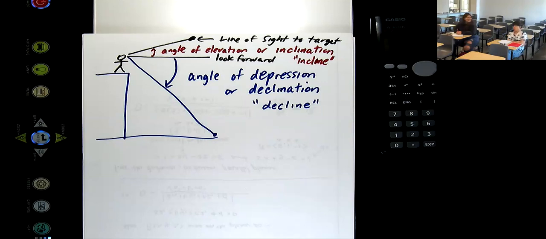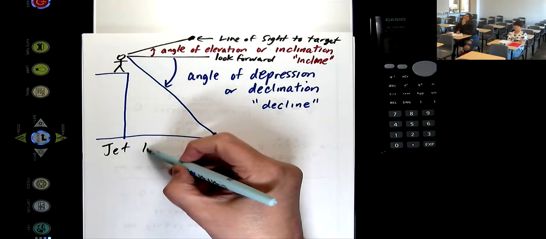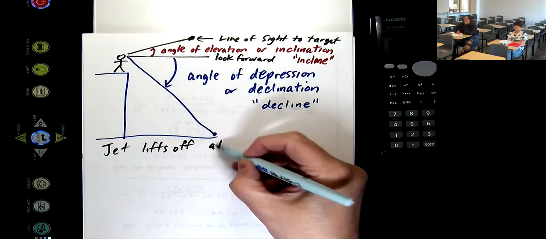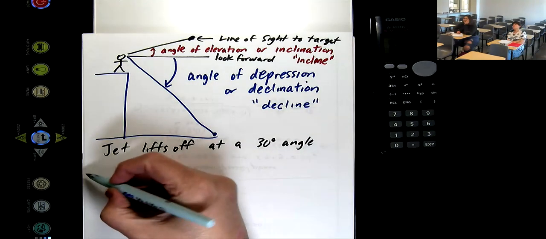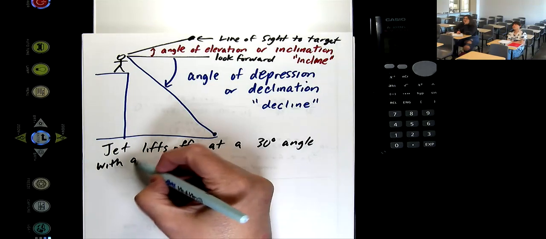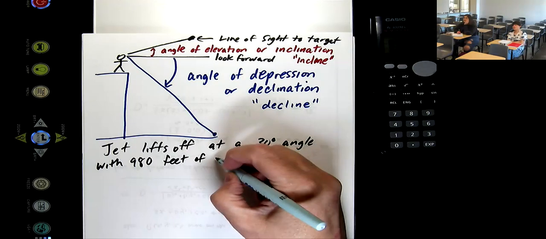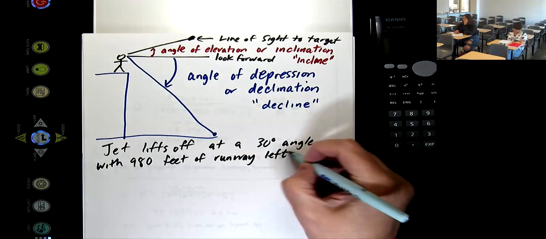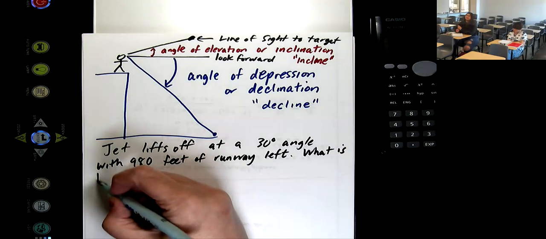All right. So something like this is, let's say a jet lifts off at a 30-degree angle with 980 feet of runway left. What is the jet's altitude at the end of the runway?